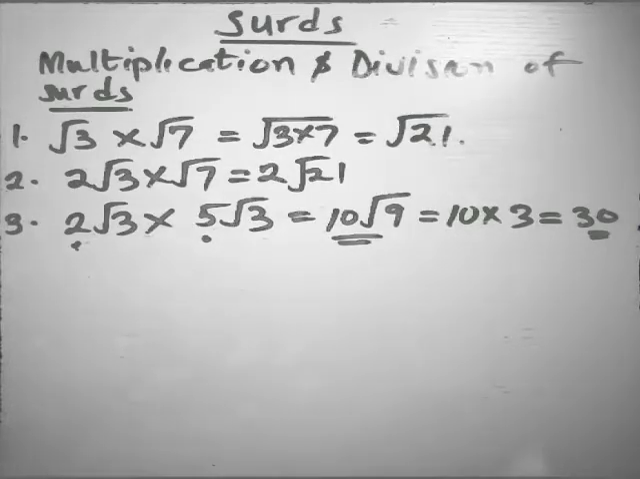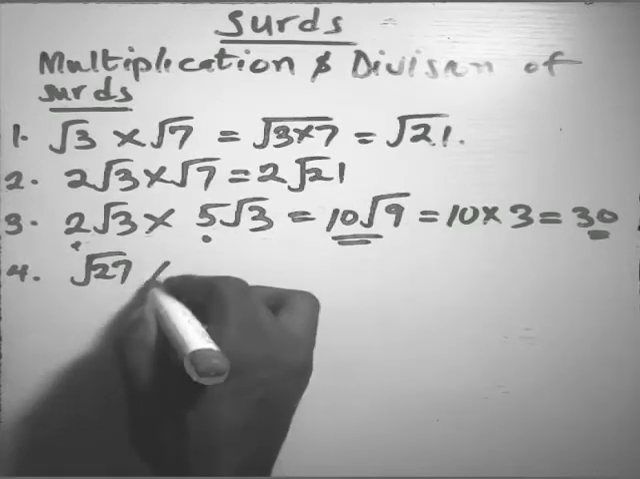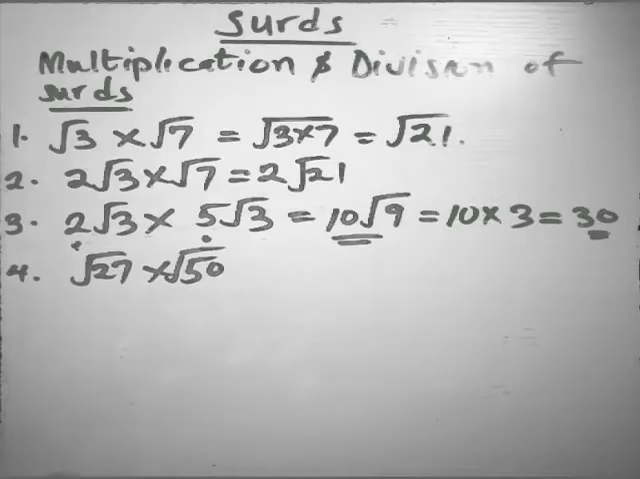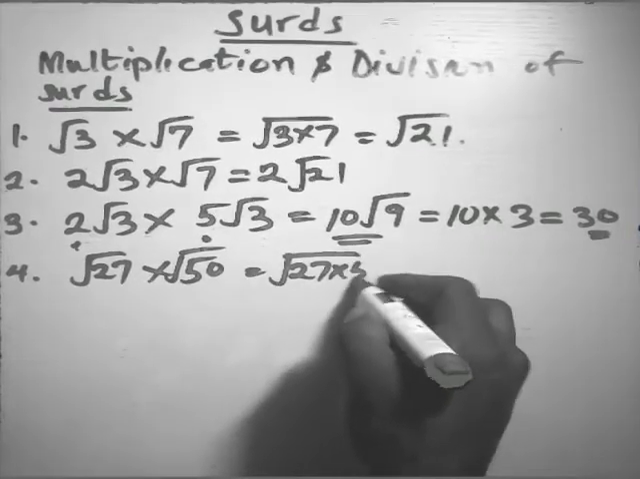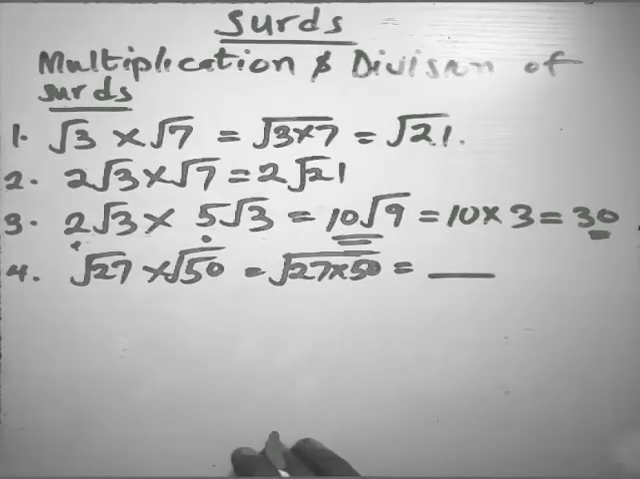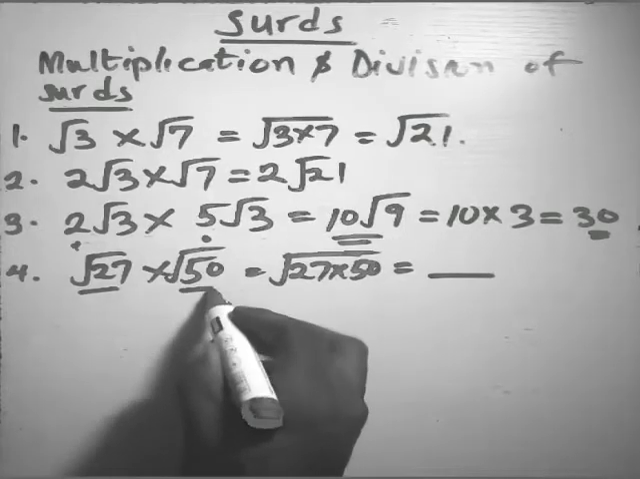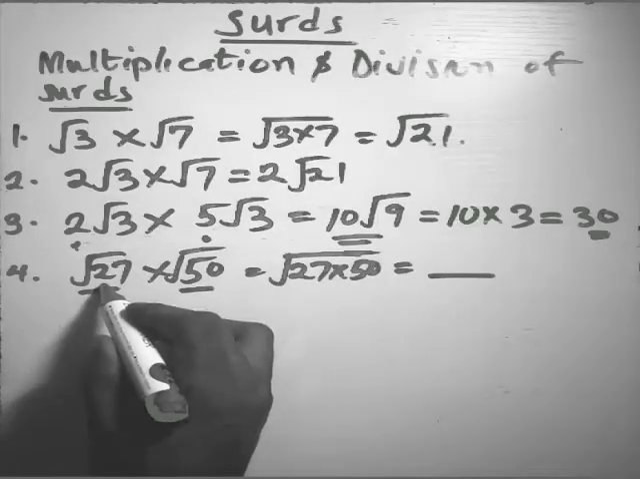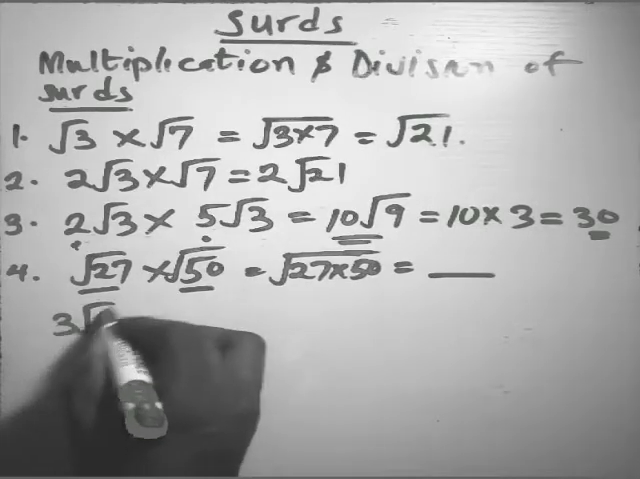So take a look at this other example. We can have complex numbers like root 27 times root 50. What do we do? In this situation, you can simply multiply 27 times 50 to have a final answer. While what you can also do is simplify and break it down to have an answer also. Breaking it down simply means you look for a simpler form to express 27, and if you express 27, you're going to have 3 root 3.